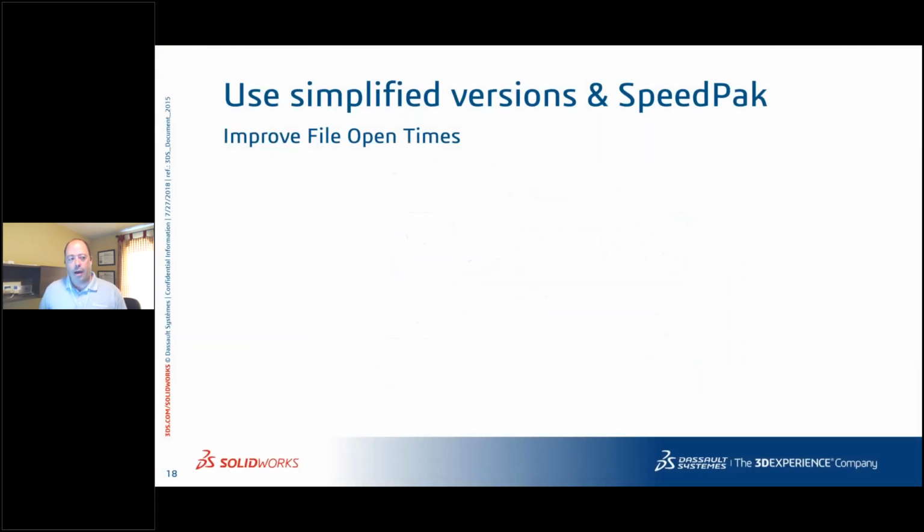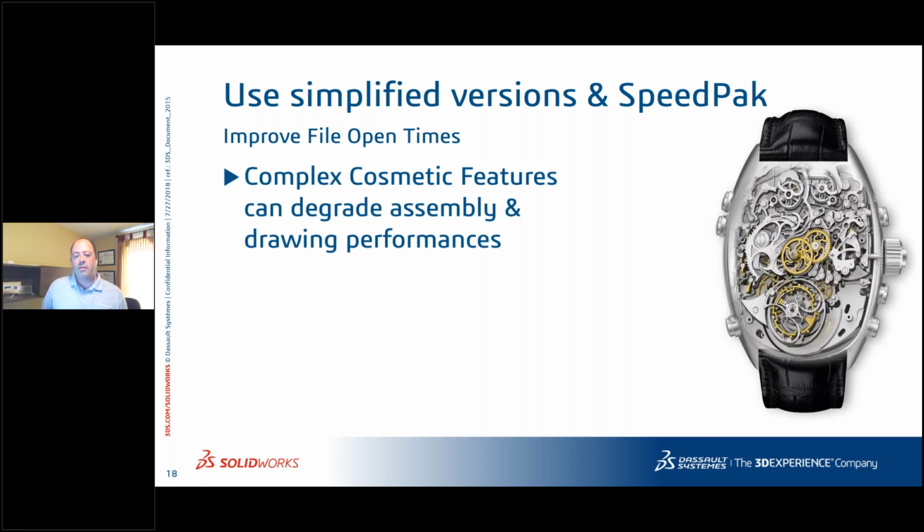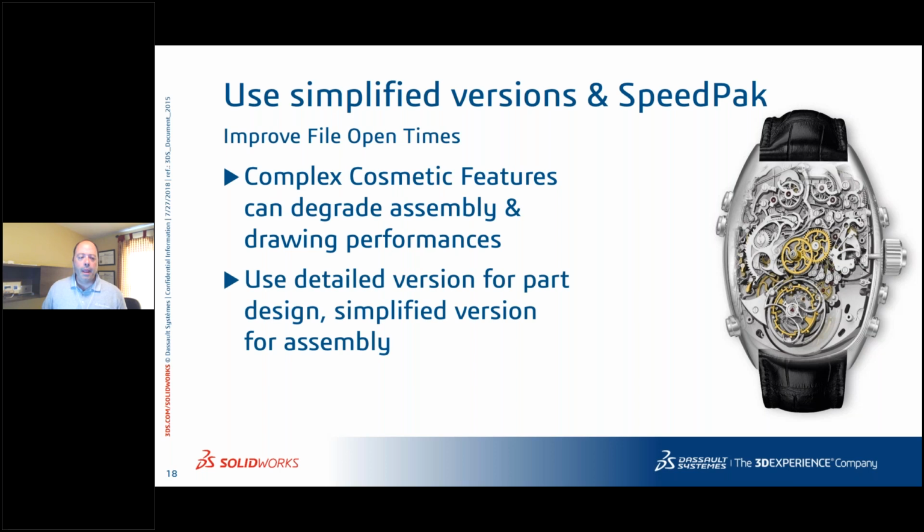Like you just saw, another method we want to use is simplified versions. In the case here, we had a part with a simplified version. So at the top assembly, you want to use those simplified versions. You might also want to use Speedpack. The idea with simplified versions is that when you have a lot of complex cosmetic features, it will degrade not only assembly but drawing performance as well. More to display, more time to display it, as basic as that.